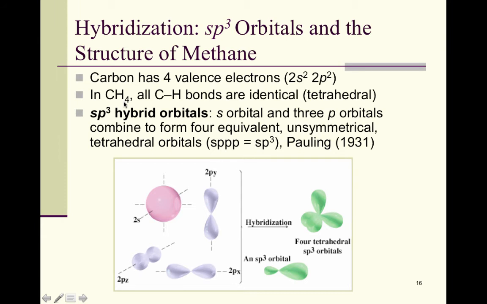So in methane, CH4, all carbon-hydrogen bonds are identical. They're tetrahedral. So we look at this as being an sp3 hybrid orbital. The s orbital and 3 p orbitals combine to form 4 equivalent unsymmetrical tetrahedral orbitals. Okay, take a look at this. Do you see s, p, p, p? These guys come together, and instead of writing p 3 times, they like to superscript it right here. That's why it's lowercase, lowercase, and then superscripted. And Pauling came up with this idea back in 1931. And it works pretty well.